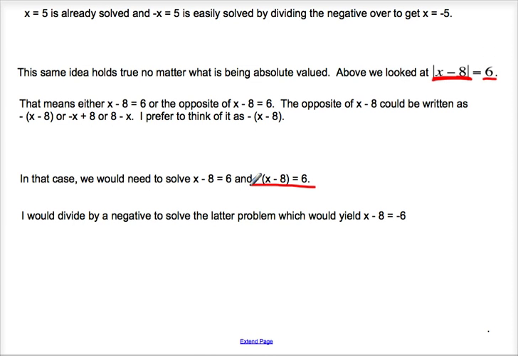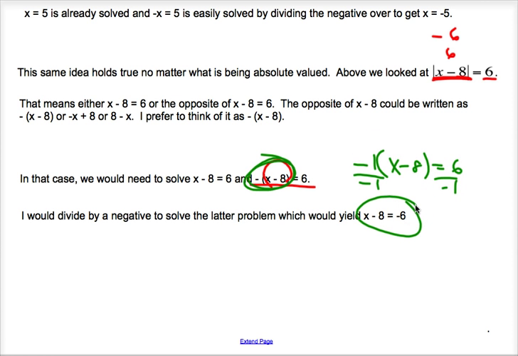You could say, instead of having 6 in here, it could be negative 6. So instead of having x minus 8 in here, you could have the negative of that, which is what I have written here, negative x minus 8. Now what happens is you divide the negative over. If I have negative x minus 8 equals 6, if I divide this negative over, it turns into that equation that I wrote up top.